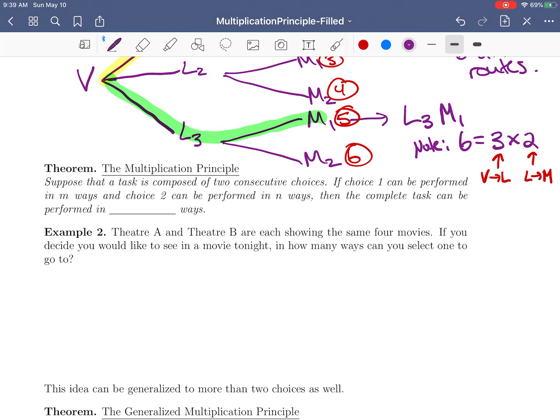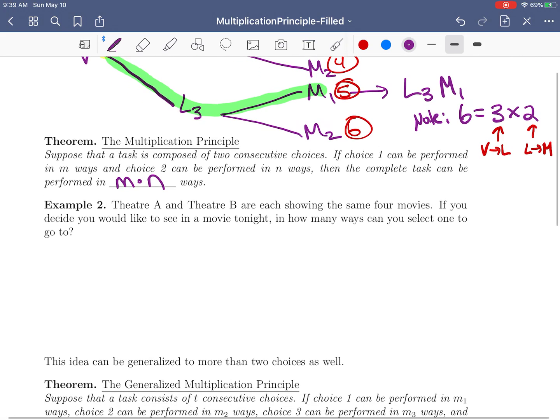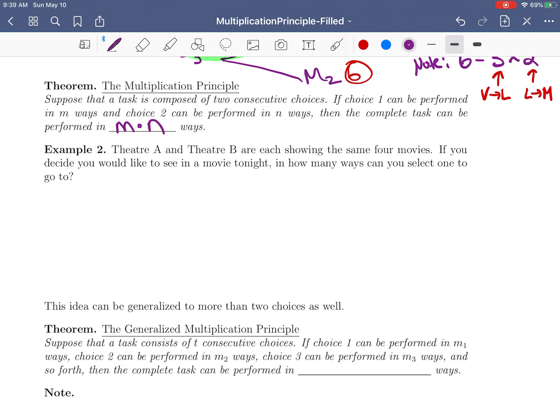Suppose that a task is composed of 2 consecutive choices. If choice 1 can be performed in m ways, and choice 2 can be performed in n ways, then we can complete the full task in m times n ways. So let's see another example. Here there are 2 theaters, Theater A and Theater B. They're each showing the same 4 movies. You want to go to a movie tonight. In how many ways can you select which one to go to?